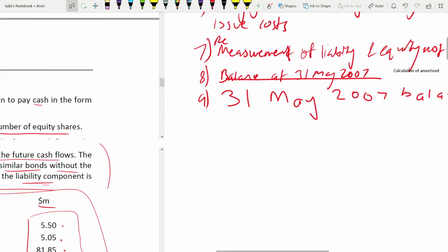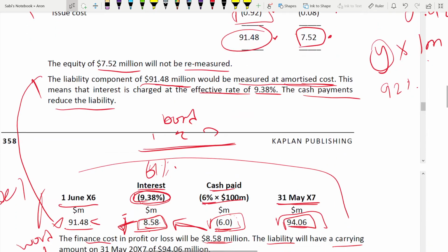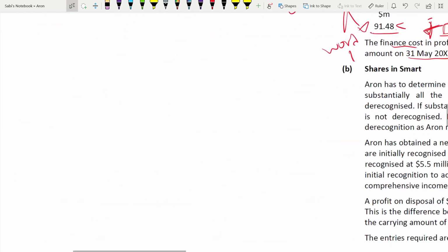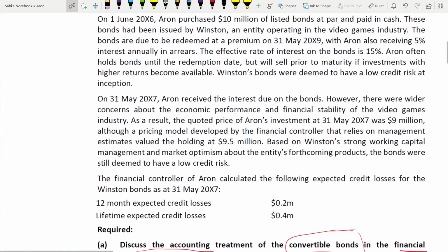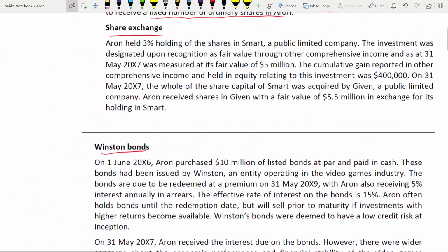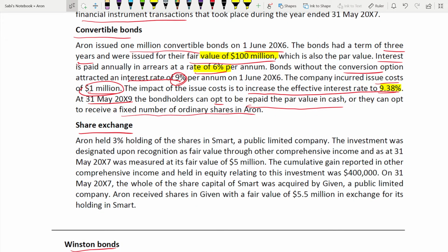Now, immediately, without wasting time, I will go to part B, because I've taken so much time to explain A. Shares in Smart. We didn't read it, and I need to be a little quick. So share exchange: they hold 3% of shares in Smart. The investment was decided to be fair value through other comprehensive income, and fair value was 5 million. The cumulative gain, which goes in other comprehensive income because it is fair value through OCI, is held in equity at 400,000. The whole of the share capital was acquired by Given.